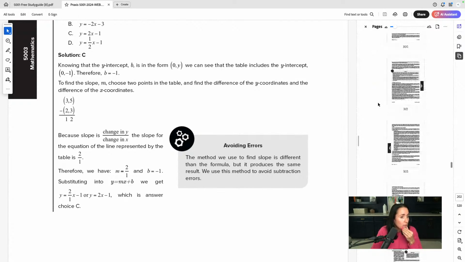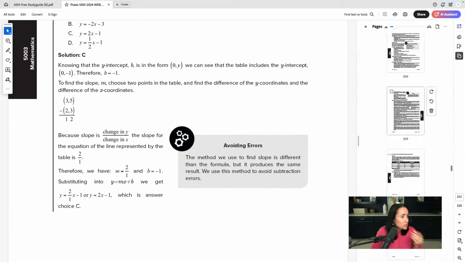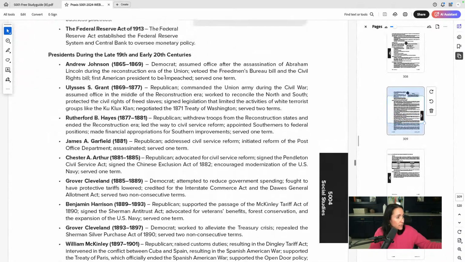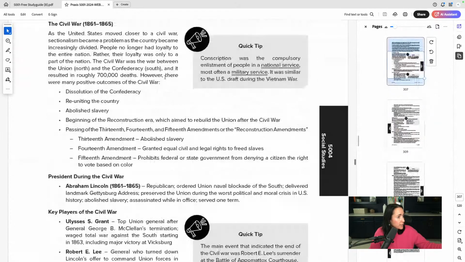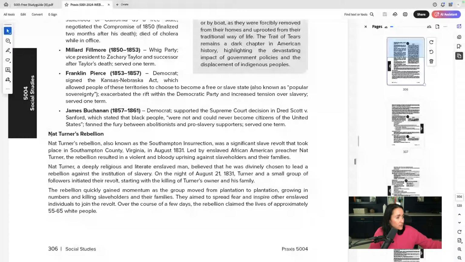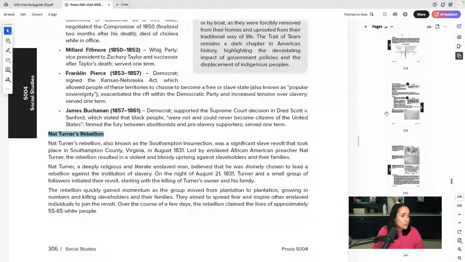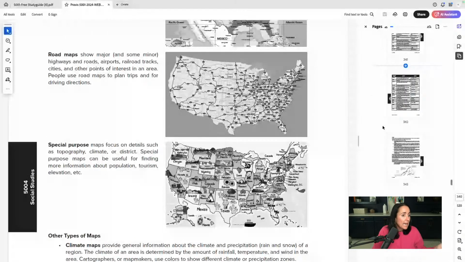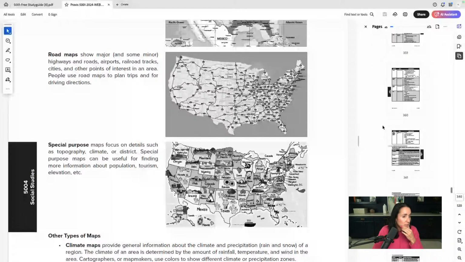Hang on. Then we've got social science. You've got the presidents of the 19th and 20th centuries. You've got the Civil War, specific things like this, Nat Turner's rebellion, some things you may not have thought about. And then, of course, you've got econ, geography, different types of maps, things like that. And then let's go to science really quickly.